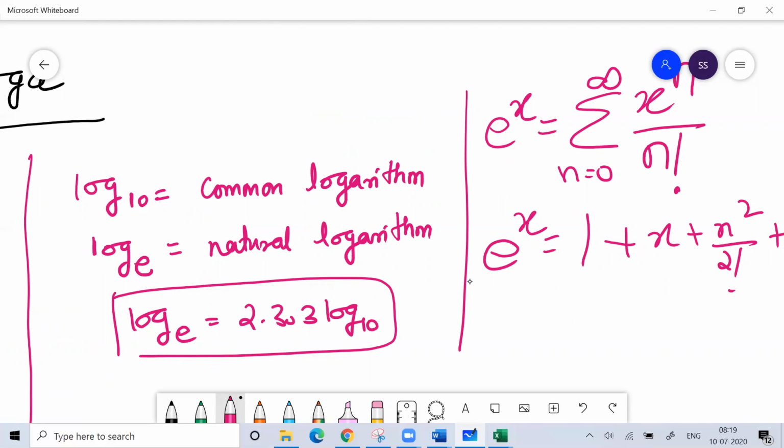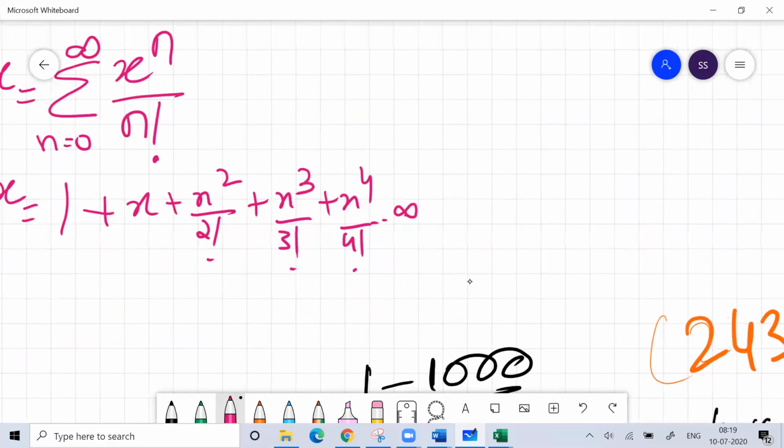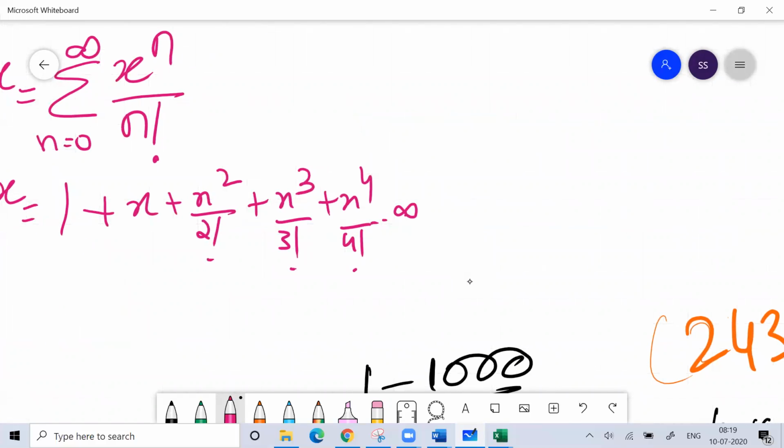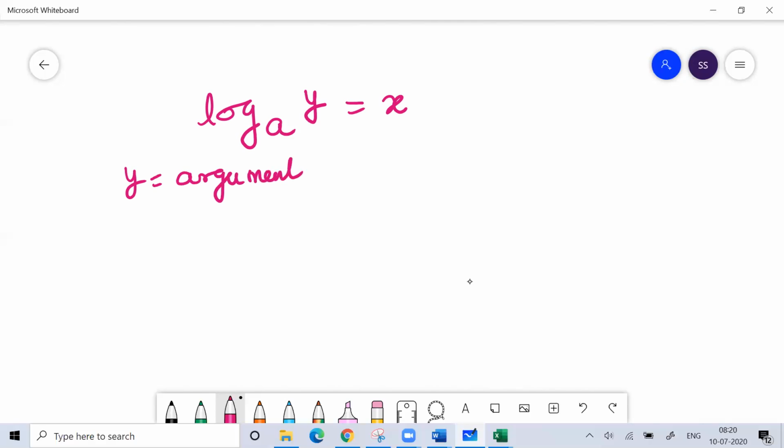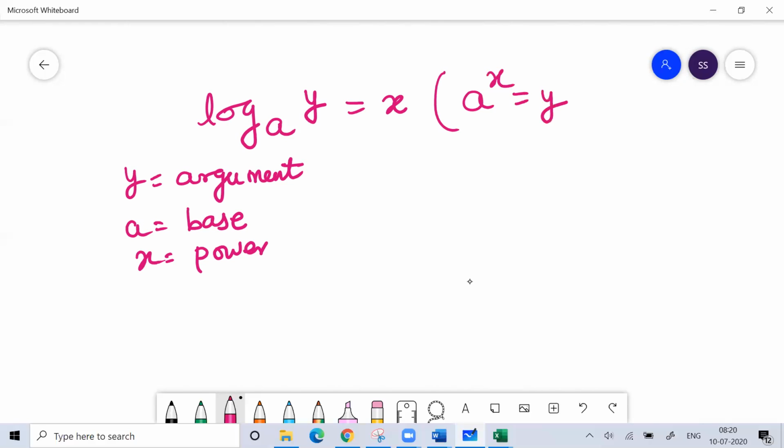Okay, so basic information, it is important that we have basic information about them, so that the understanding part will be easy for us to work on. Like if I ask you log of y equal to x, something like this. So this y is called the argument, where a is your base and x is your power. So the other way of writing this is a to the power x equal to y.